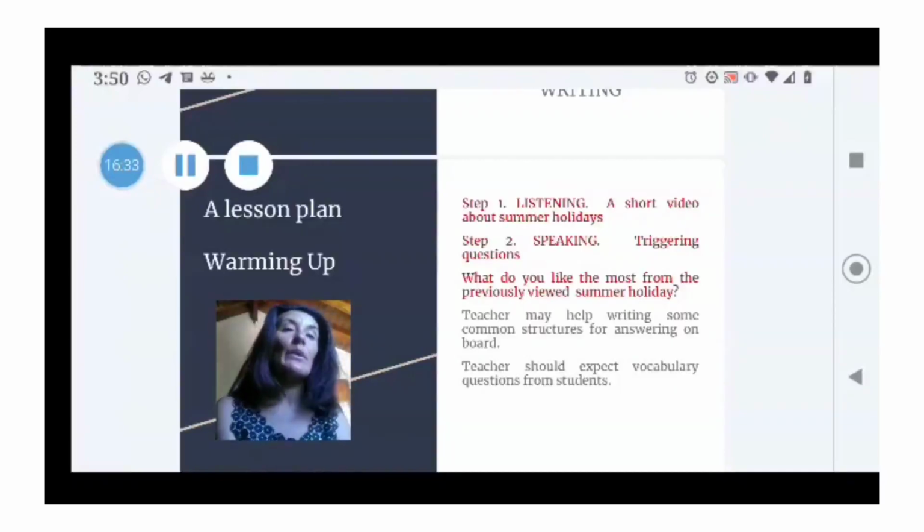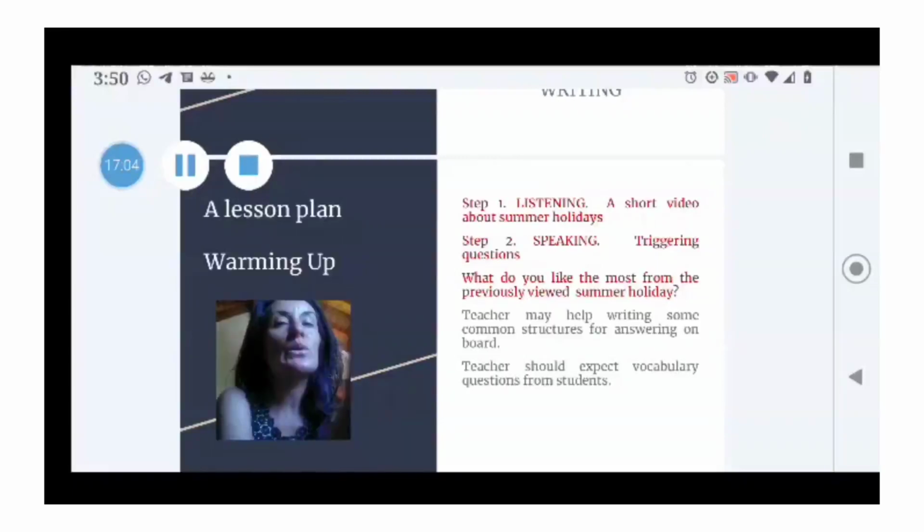In the second step, we are going to speak, setting triggering questions. The teacher will set triggering questions to make the students talk about the video, remembering or adding their opinion. For example: what do you like the most from the previously viewed summer holidays? The students will say what they have seen and what they liked the most.